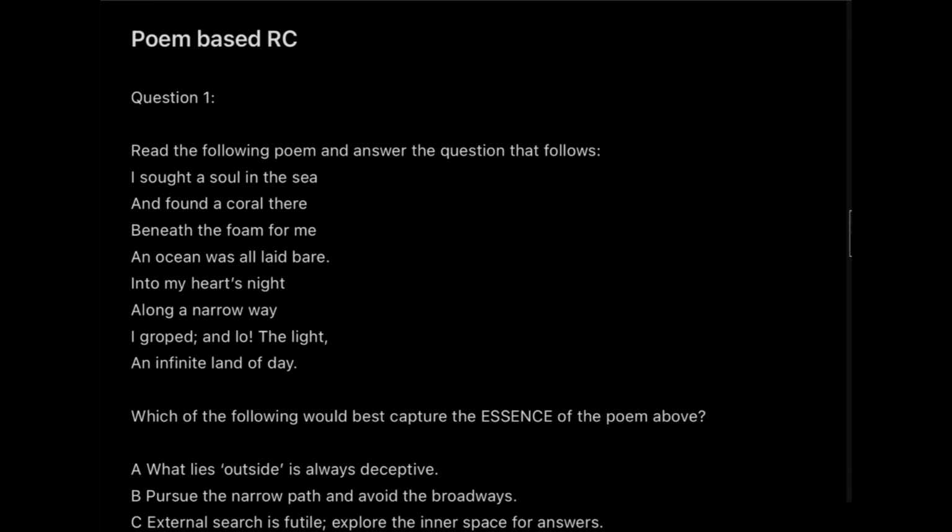So poem based RC is very much unique and specific to the XAT examination and comes only in the XAT examination so far. And for jotting down any poem based RC or tracking that down, people are generally afraid of doing it because not everyone over here has that literature love, that extent of going into the depth of the poem, understanding it and then answering a question on it.